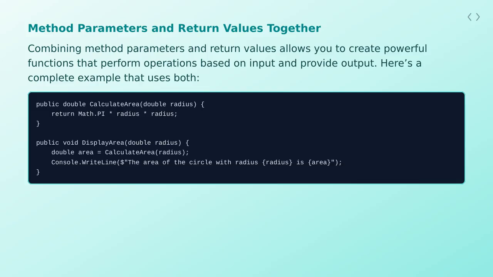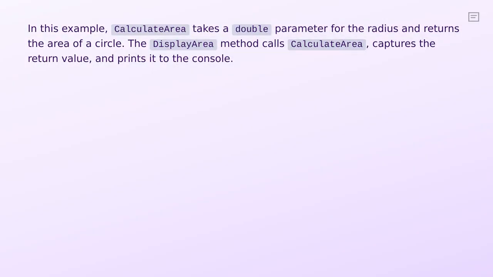The samples on screen walk through this step. Take a moment to read through them. In this example, calculateArea takes a double parameter for the radius and returns the area of a circle. The displayArea method calls calculateArea, captures the return value, and prints it to the console.